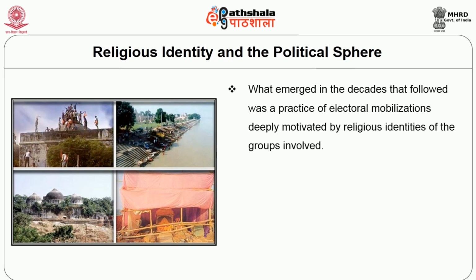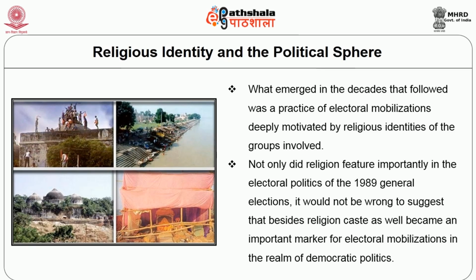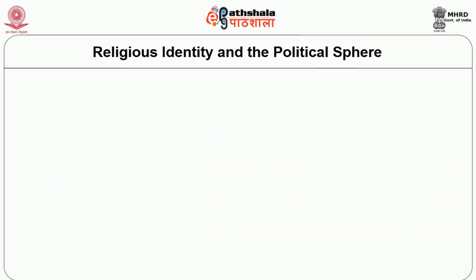What emerged in the decades that followed was a practice of electoral mobilizations deeply motivated by religious identities and groups involved. Not only did religion feature importantly in the electoral politics of the 1989 general elections, it would also be wrong to suggest that, besides religion, caste as well did not become an important marker for electoral mobilization in the realm of democratic politics.